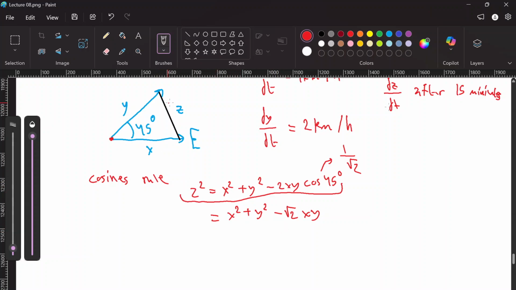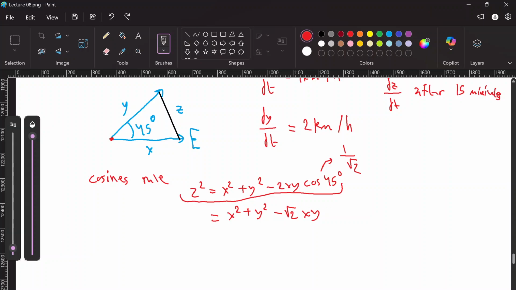So we want z, right? We have the formula z squared equals x squared plus y squared, the other two sides of the triangle, minus 2 times these sides xy times cosine the angle between them, which is 45 degrees. Is it clear now? Are you good with this?